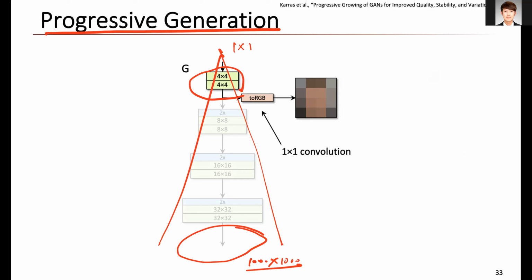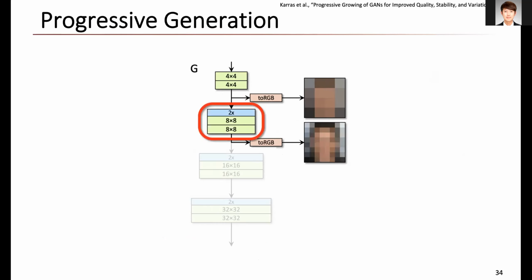So first of all, in the first stage of the training, they just train the lower layer, for example, a 4 by 4 generator with one RGB projector, and generate the image. It looks like this. This kind of 4 by 4 image is just to make the structure of the generated images, and then they progressively add generator parts.